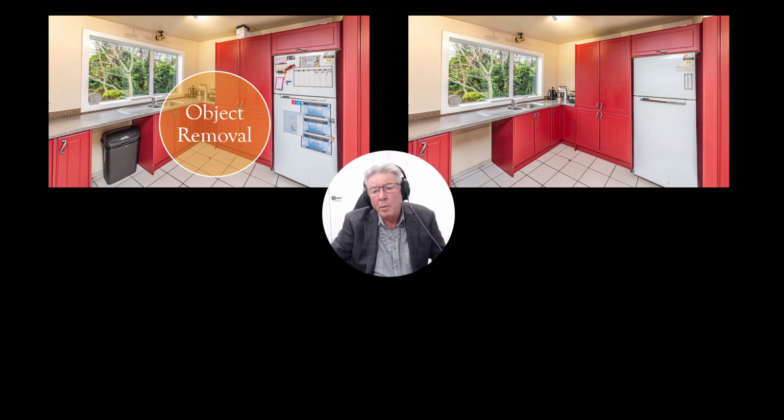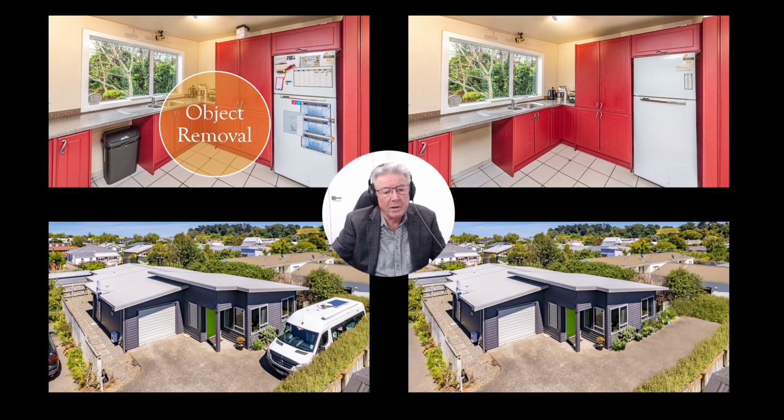Here's a common way of using AI to remove objects in a photo, like the rubbish bin and the things that are placed on the refrigerator. Another example, camper van, car on the left, gone. It's a very easy process when using AI.